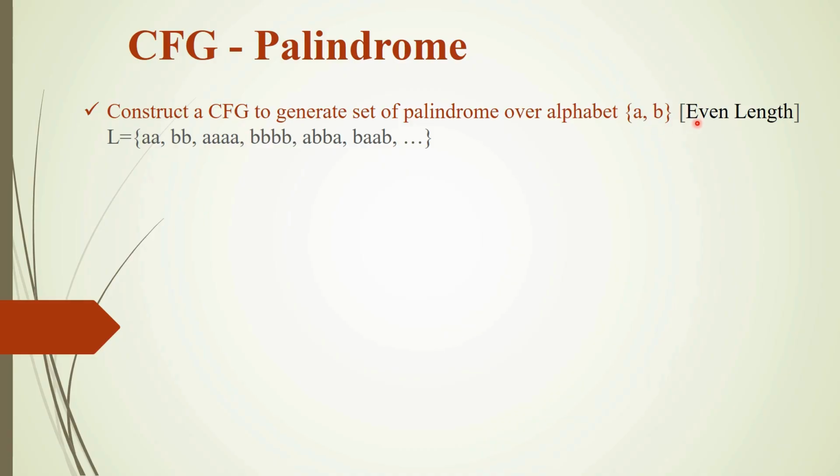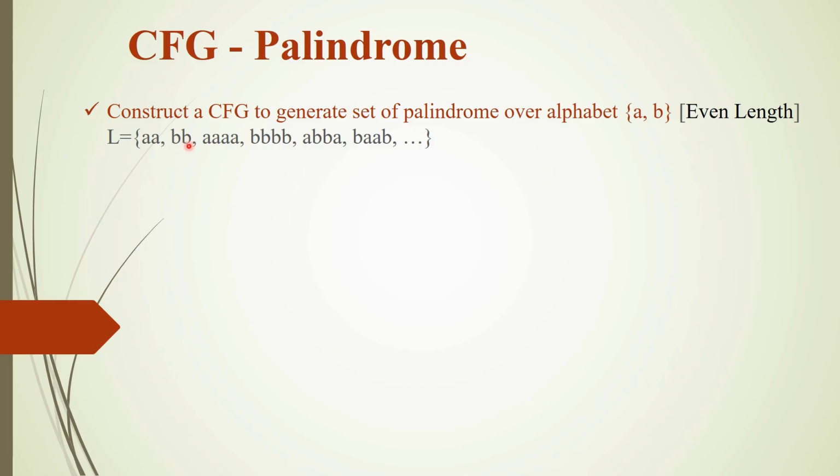Now we have to design strings of even length, so we have to construct a grammar for even length. That's why we are designing this string set for even length. Let's generate the context-free grammar one by one using a recursive pattern. Here you can see these strings generated from a and b: aa, bb, four times a, four times b, then ab, ba, ba, ab. Similarly, you can generate more strings also.